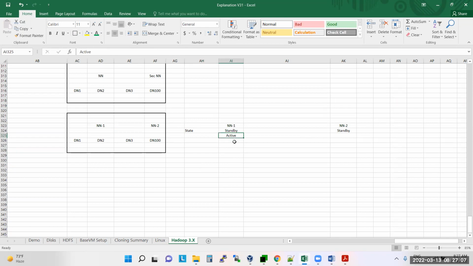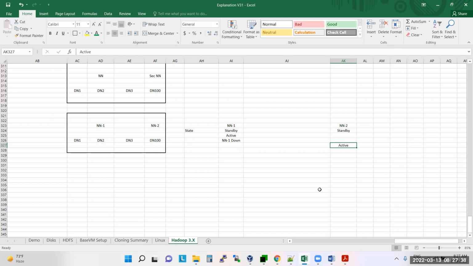Now due to some issue, name node 1 is down. What will happen? I have the standby name node. I will make this standby active. Then the active one will take care of this work. Understood? Sir, is it automatic, or do we need to make it active manually?